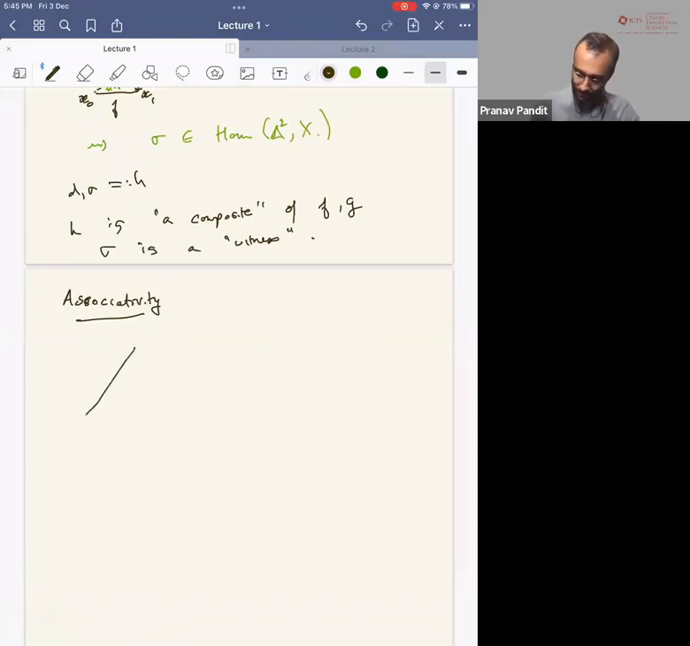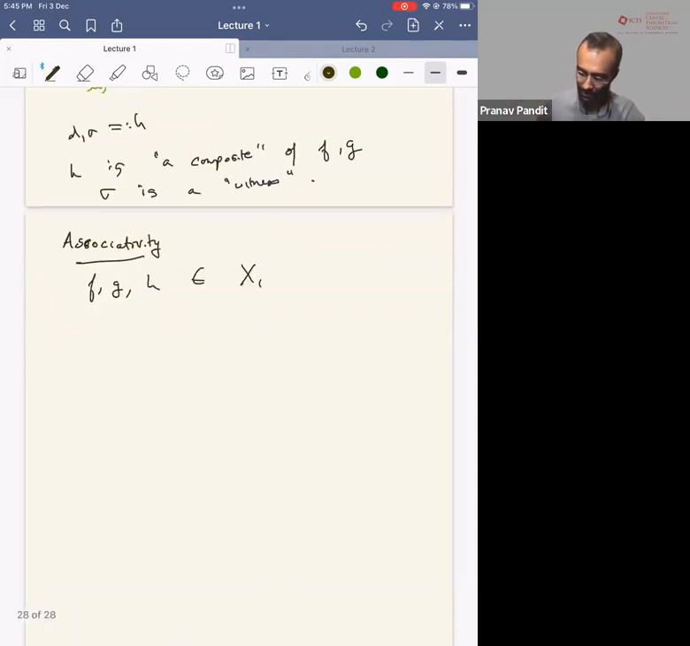So let's talk about associativity. Well, associativity comes from the following thing. So let's suppose I'm given F, G, H in X1. Now I can try to understand the possible compositions of F and G and the different ways of bracketing those compositions. So let's understand what happens. Let's look at the tetrahedron. So sorry, my drawing isn't great. I hope this works out. Oops. Let's try again. Here we go. Okay, I hope that's understandable.